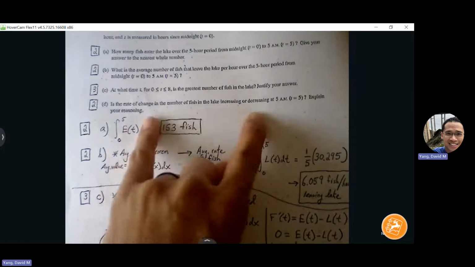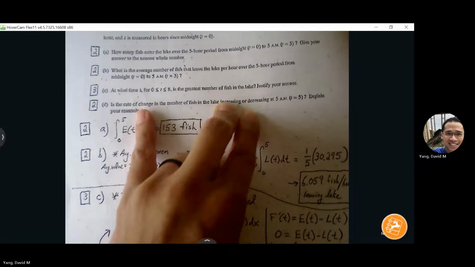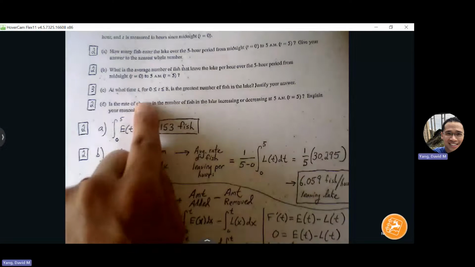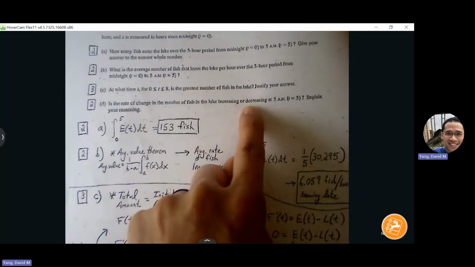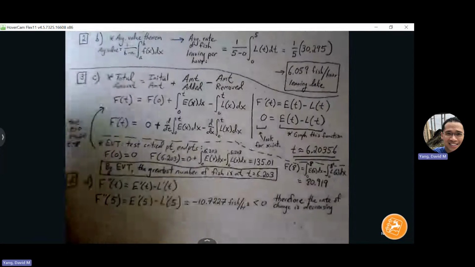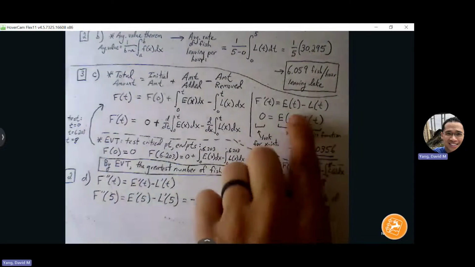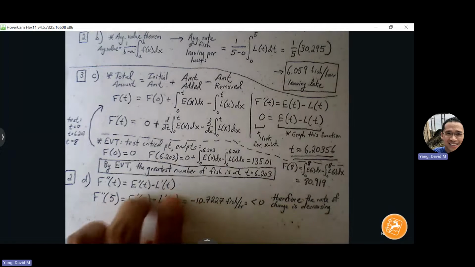Okay, part D, is the rate of change increasing or decreasing? So this is talking about what? Rate of change is at the E of t and L of t level, right? So increase, decrease of that will be at what? Yeah, E prime, L prime. If F prime is at the E of t and L of t level, then F double prime will be at the E prime, L prime.